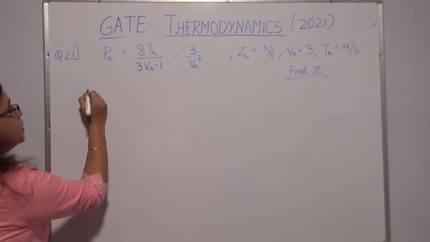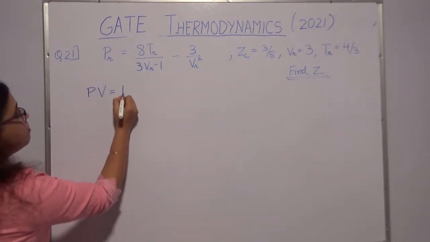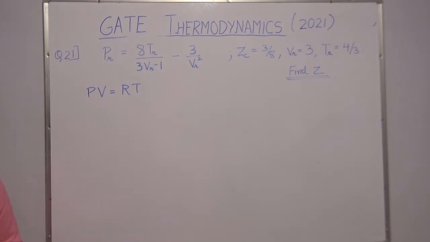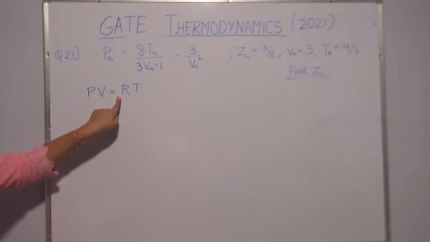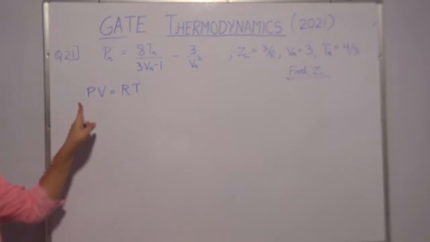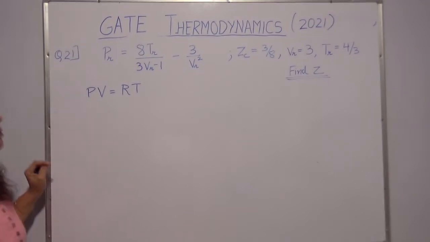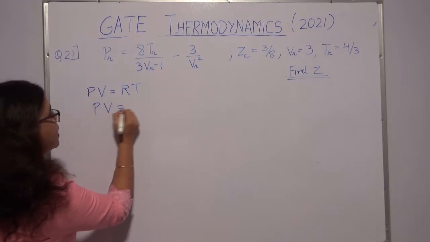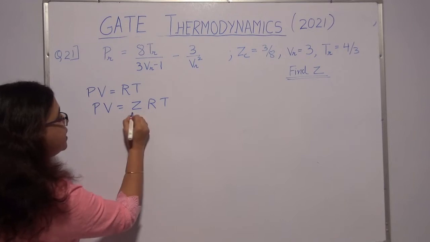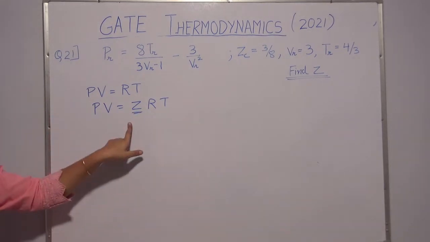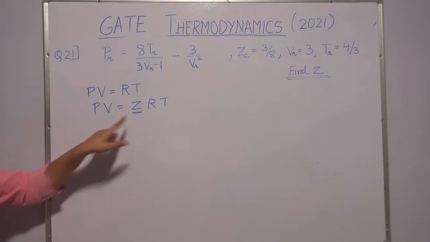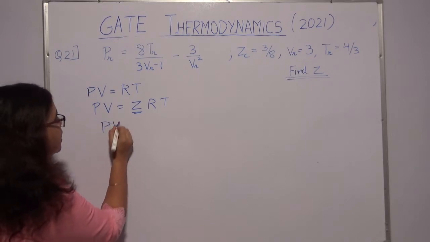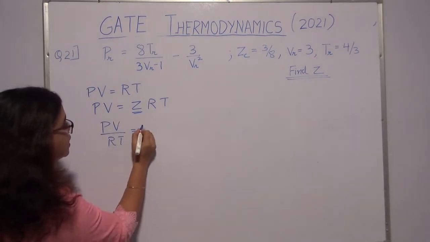We all know that the ideal gas equation is PV equals RT, where V is the molar volume, which is why I am getting rid of n, the number of moles. This equation applies for an ideal gas, but if I want to write an equation for a real gas, then I write PV equals ZRT, where Z is the compressibility factor, and it gives you the deviation from ideal behavior. I can rearrange this equation and write PV by RT equals Z.